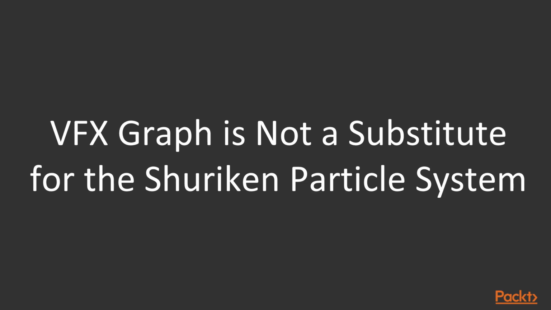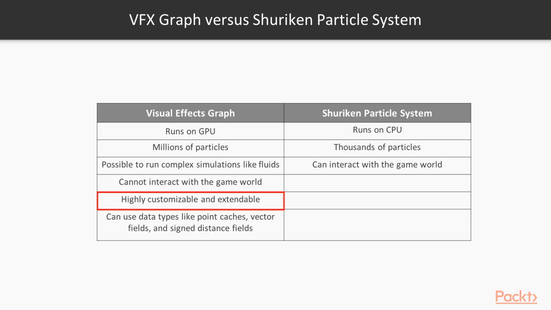Just like other SRP-compatible elements, the VFX Graph is highly customizable. You can create custom functionality with C# scripts, and you don't have to wait for Unity to release new features for the system. It is easily extendable. One of the most important additions is the ability to use data types like point caches, vector fields, and signed distance fields. They can be exported from external software like Houdini.